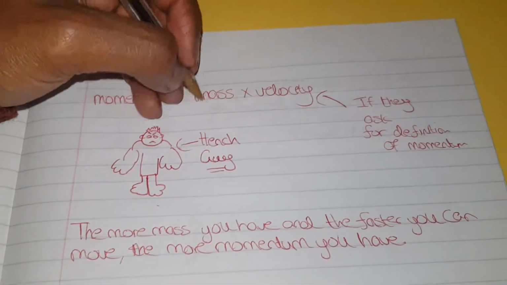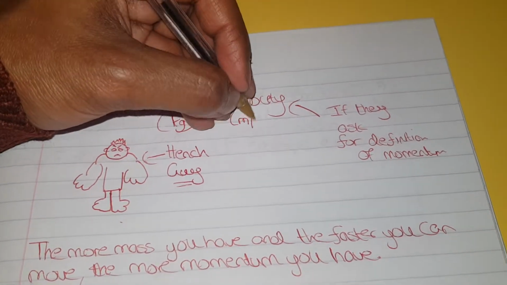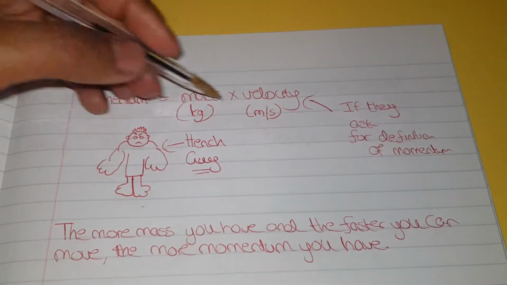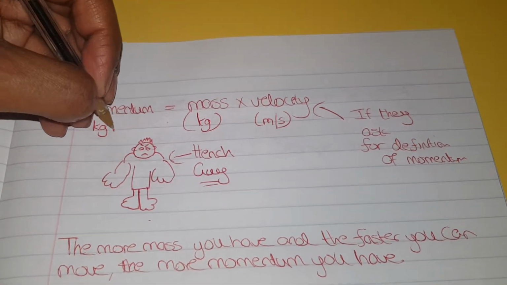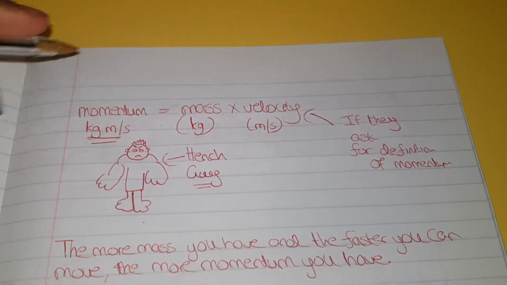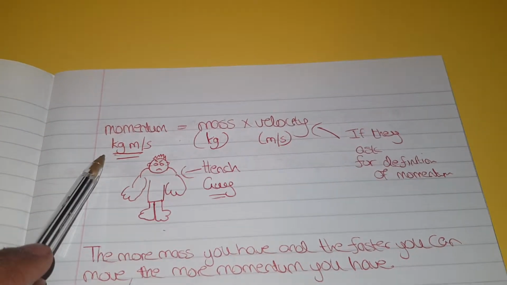The units for it, if we look at it, units for mass is kg, units for velocity is meters per second. So because we're multiplying them, you also multiply your units together. So just stick them together so you get this. So this is the units for momentum. If you forget it, just remember these two units and stick them together.